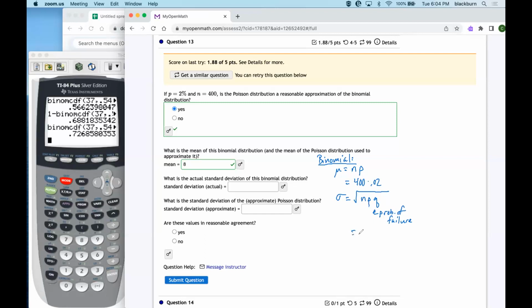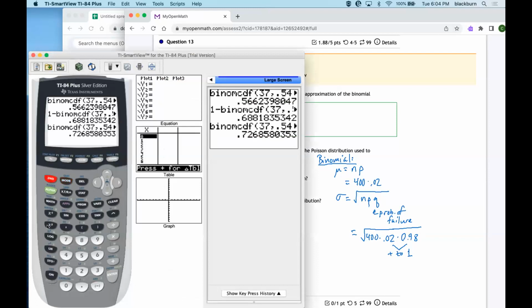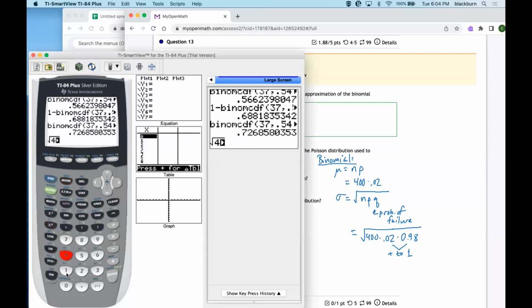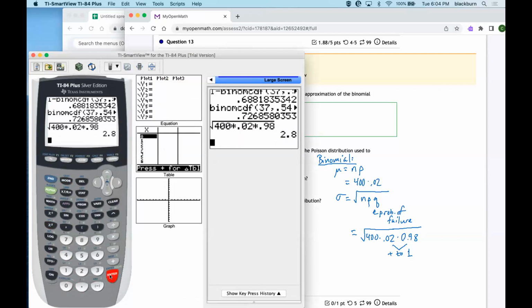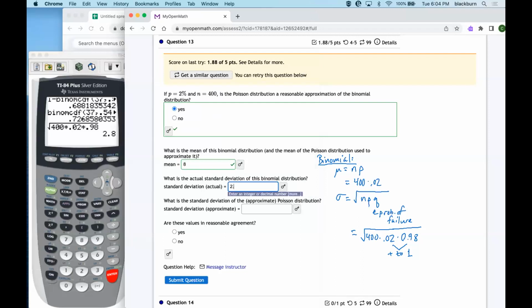So in this case, I would have the square root of 400 times p, which is 0.02. The probability of failure in this case is 0.98, because the p and the q add up to 1. So I go to my calculator, second square root of 400 times 0.02 times 0.98, and I get 2.8. That would be my standard deviation in this case, 2.8.